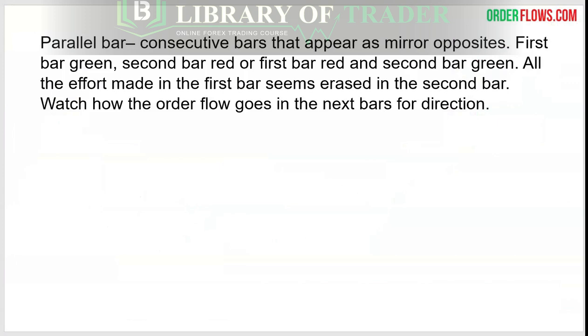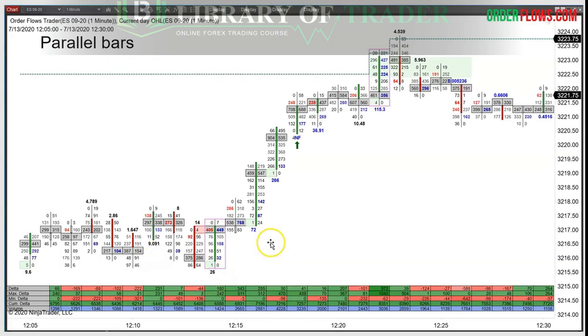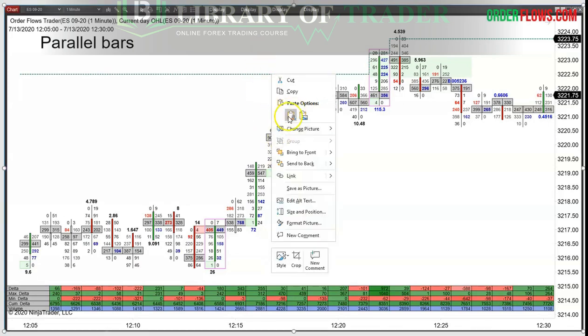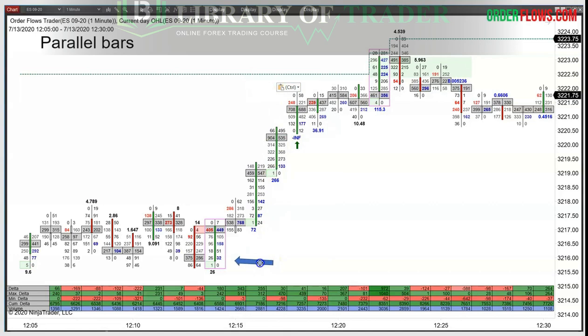Now, parallel bar, remember, consecutive bars that appear as mirror opposite. First bar green, second bar red, or first bar red, second bar green. All the effort made in the first bar seems erased by the second bar. Watch how the order flow goes in the next bar's direction. There are going to be rare instances, I don't know if I have an example here, where it's exactly two green bars at the exact same level. Those are rare, but if you do see them, still trade them the same way.